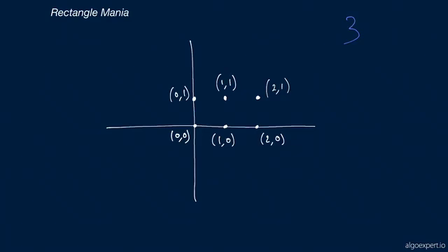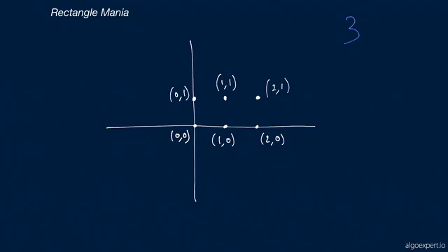In this video, we're going to be covering the question of the rectangle mania. This question gives you a list of Cartesian coordinates, meaning xy coordinates, and asks you to find the number of rectangles formed by those coordinates. It also gives us two specifications.